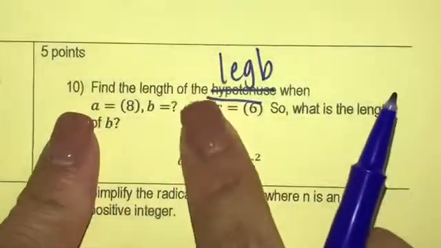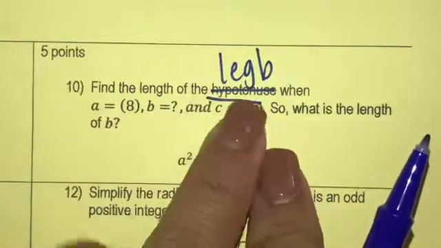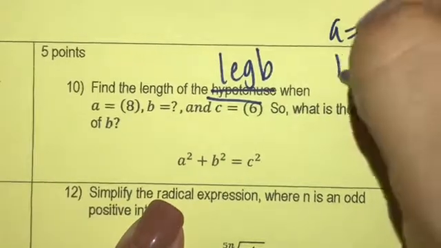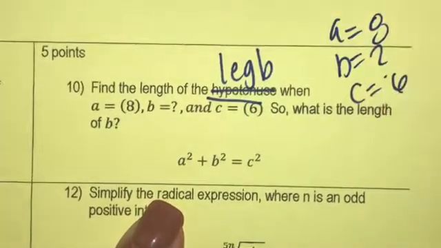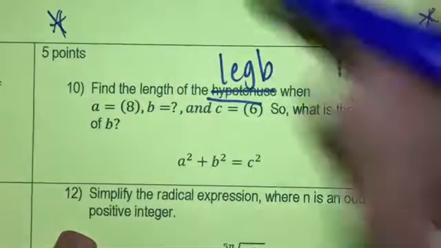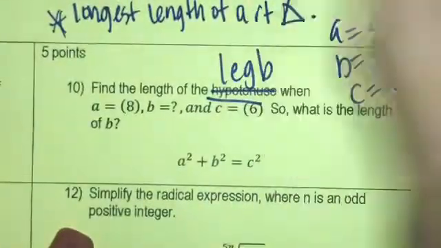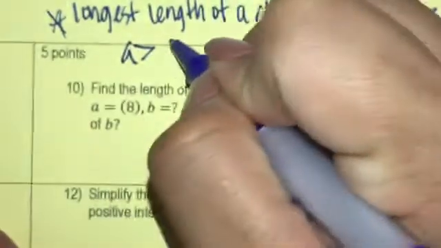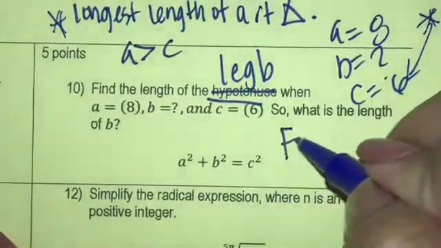Okay, if you read this from the length of leg B, it says hypotenuse. A is 8. Okay, so A equals 8, B we're not sure, and C equals 6. C in particular should be the longest length of a right triangle. So because C is not the longest length, because in this case, A is greater than C, this whole problem is false.